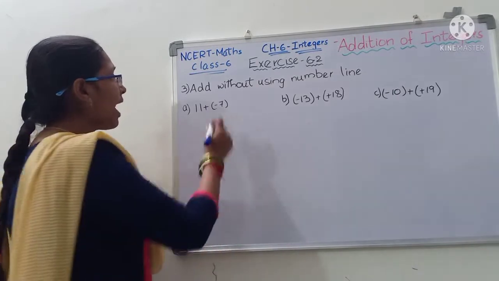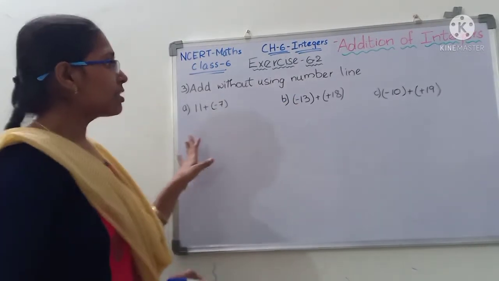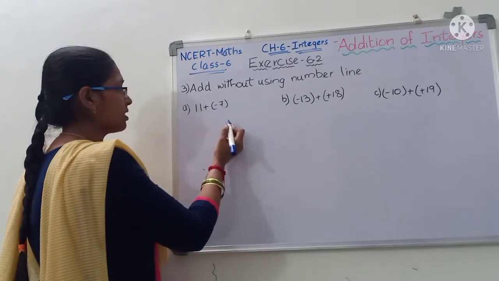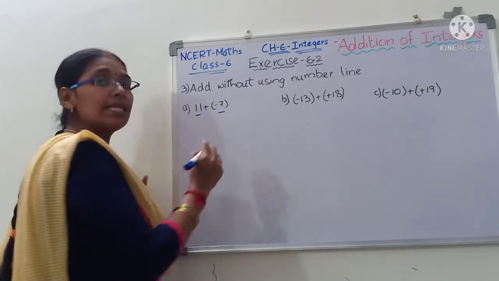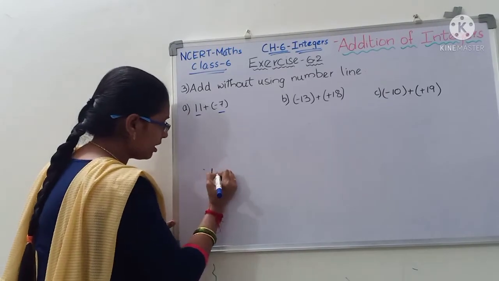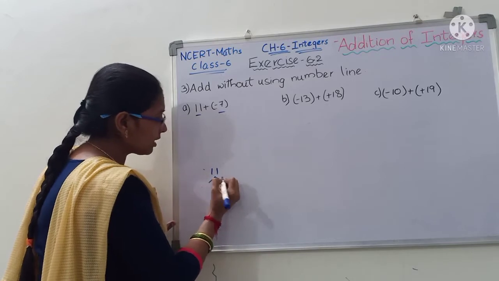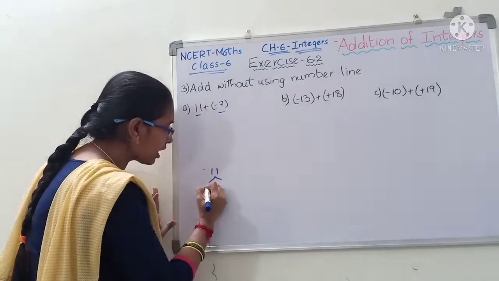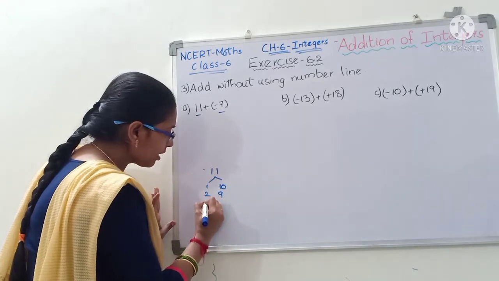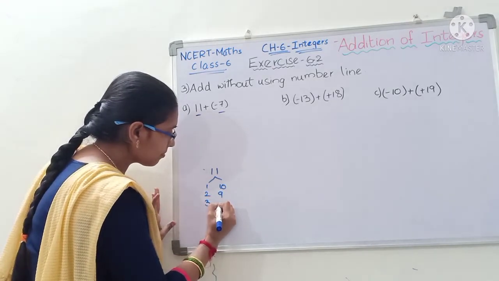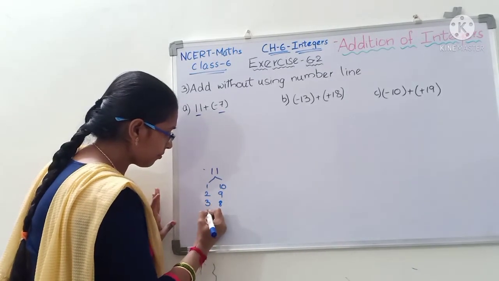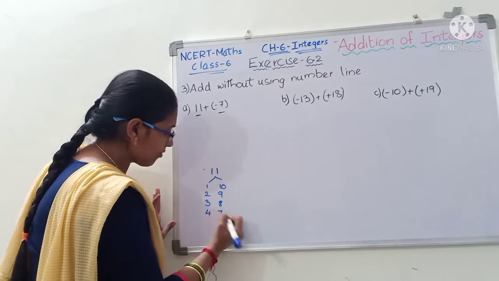Next problem, children. Add without using number line. These problems you should solve without using number line. The first problem is 11 plus minus 7. In these two numbers, let's consider the big number first. 11 is big, right? So let's consider 11. 11, you should write it as sum of two numbers. How can you write? 1 plus 10, 2 plus 9, next 3 plus, tell children, correct, 8, 4 plus 7.